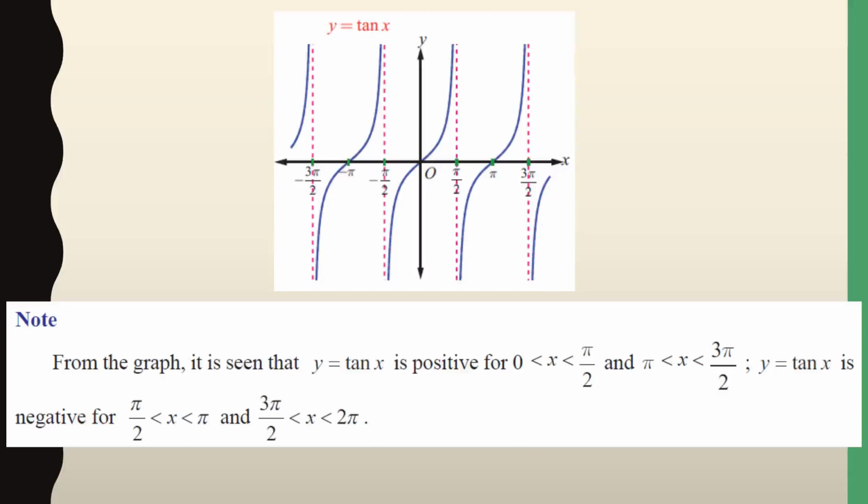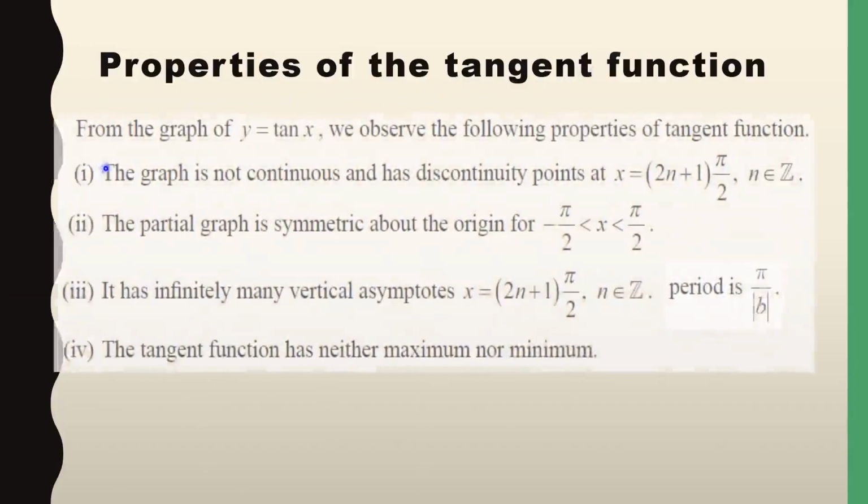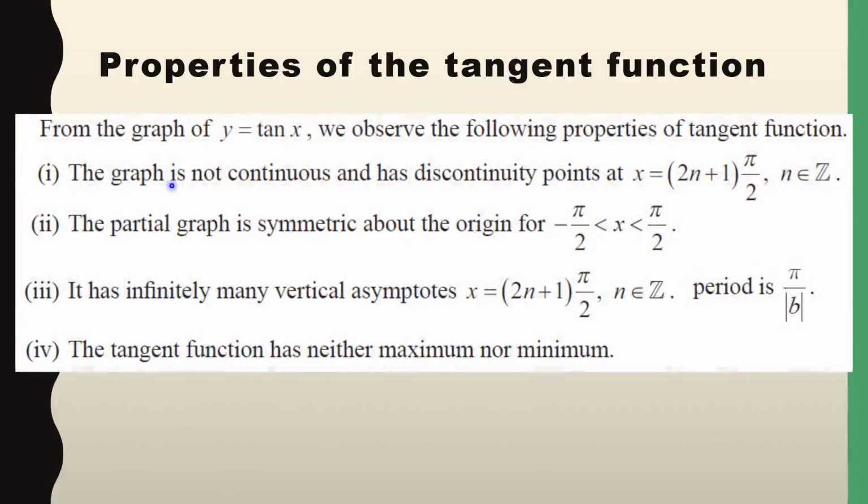Now we are going to see the properties of the tangent function from the graph of the tangent curve. See this first point: the graph is not continuous and has discontinuity points at x equal to (2n plus 1) into pi by 2 for all n belongs to Z. That is, the graph is not a continuous curve. It has discontinuity points at every interval of (2n plus 1) into pi by 2.